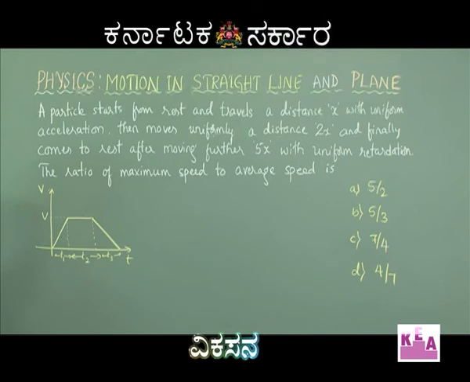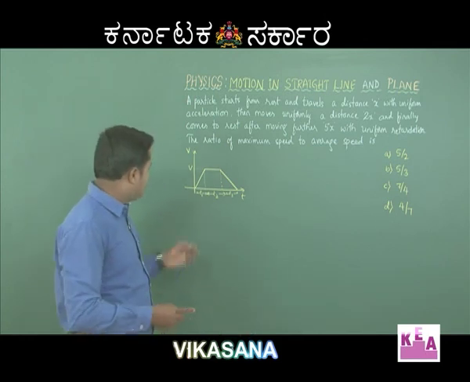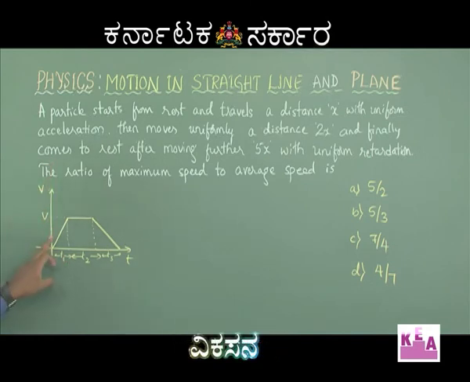Now, what we are supposed to find out is the average speed and also the ratio of this maximum speed v to average speed. I hope you are familiar with the average speed formula. It is total distance divided by total time taken. What is total distance? It is quite simple. During t1, distance covered is x, during t2 it is 2x, and during t3 it is 5x. So, the total distance is x plus 2x plus 5x, which is 8x. But how do you find the total time taken, that is t1 plus t2 plus t3?